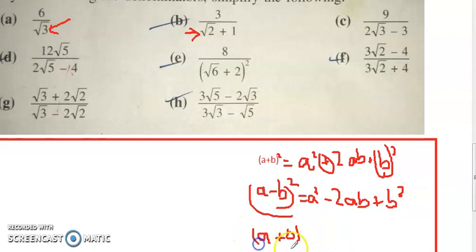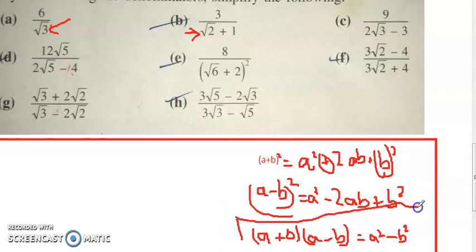And the third identity is a plus b whole multiplied by a minus b whole is equal to a square minus b square. So right now we're going to use the third identity most, because we need a square down here in order to cut the root away. Because the idea is to cut the root. Okay, so now we've discussed this. Let's do question number B. So 3 upon under root 2 plus 1.